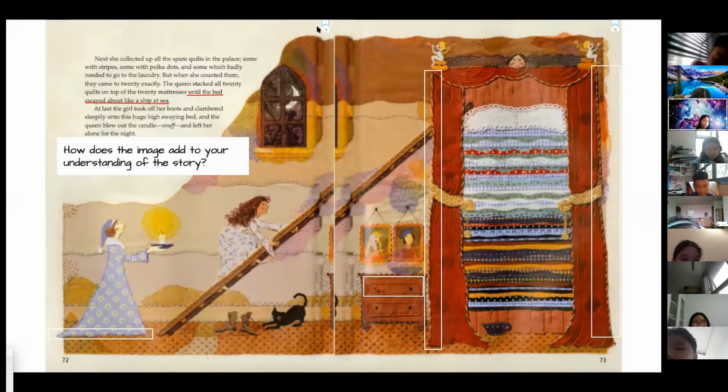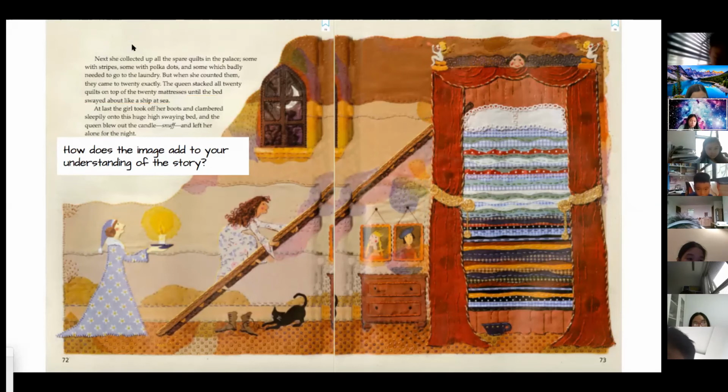Why do you think the illustrator chose to use images that look like quilts with stitches? It's a big part of the plot of this story. The bed, which is made of the mattresses. Okay. The illustrator decided to use images that look like quilts.